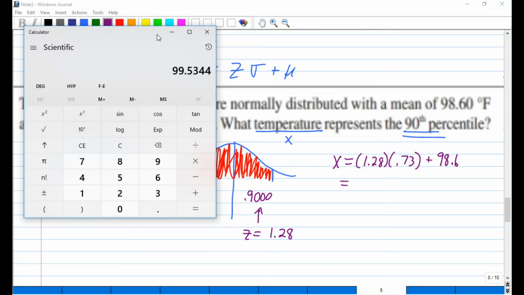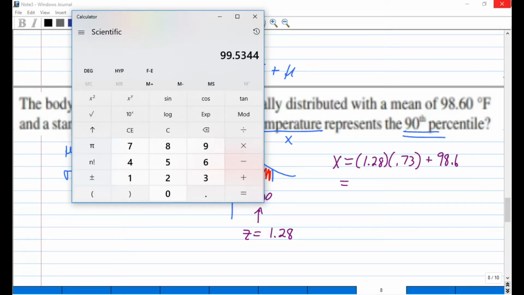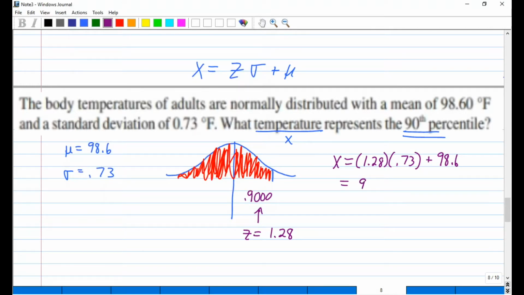And what does it say to round to? It doesn't tell us to round. I'll just write my answer down like that then: 99.5344. But usually a problem like this would tell us to round.